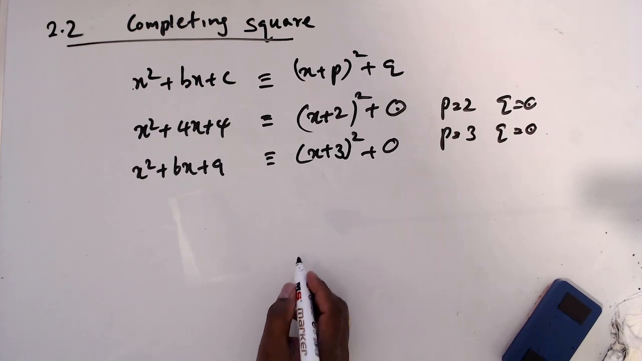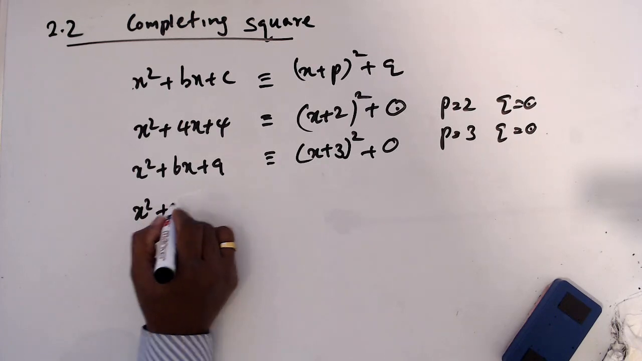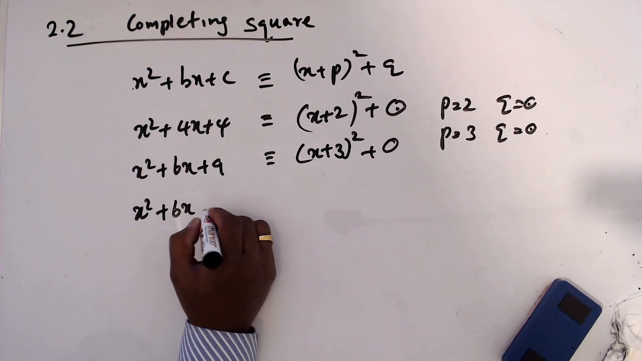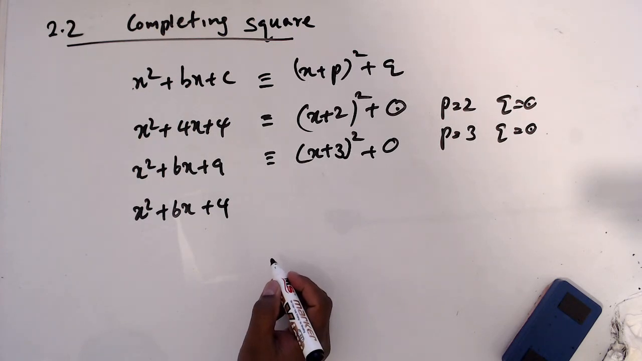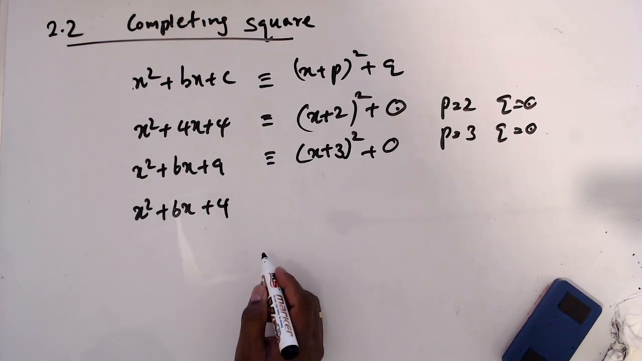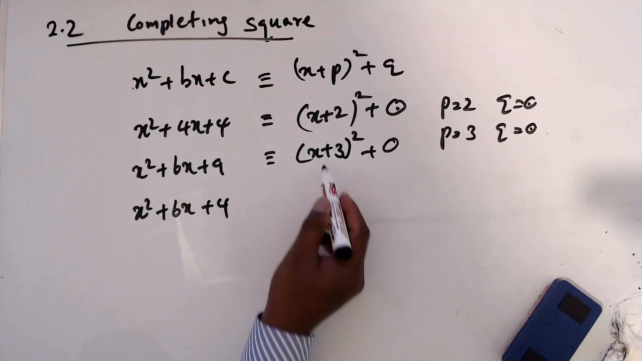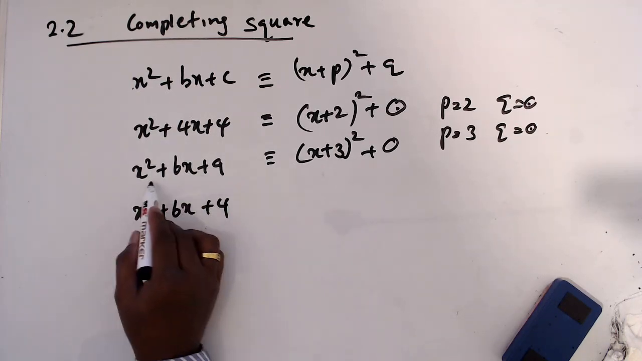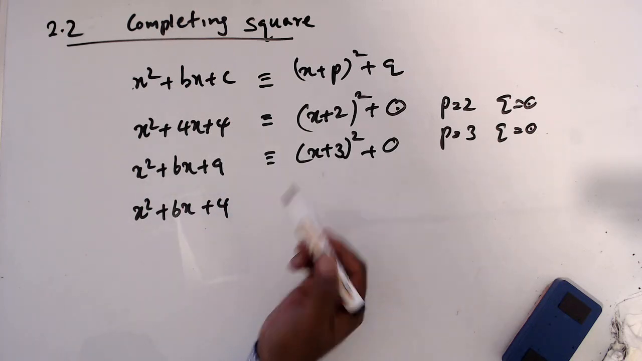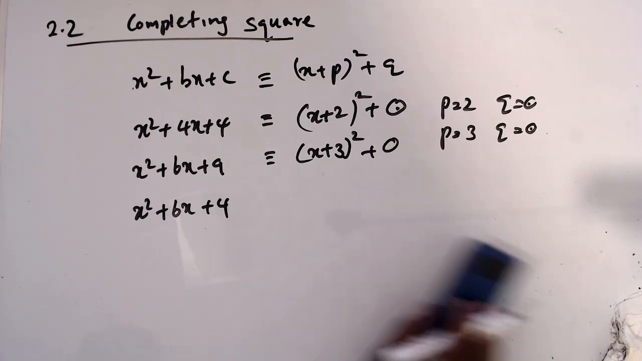How about this one? x squared plus 6x plus 4. It's not 9, it's 4. Then you know that if we have a 9, we can write x plus 3 squared, but now we don't have 9. So then we'll make 9.